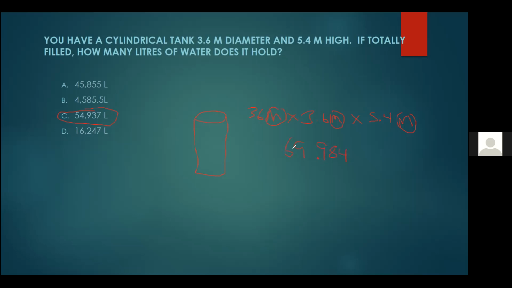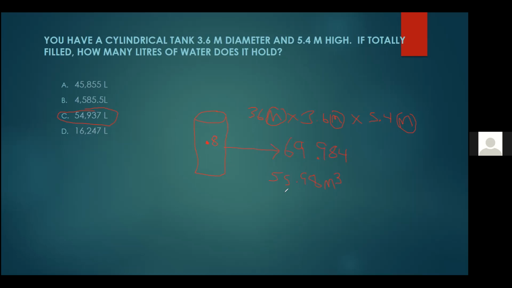That's what comes up on my calculator. When I'm solving for a cylinder, I like using the rule of 0.8. So if I times this number here by 0.8, I'm going to get 55.98 cubic meters.